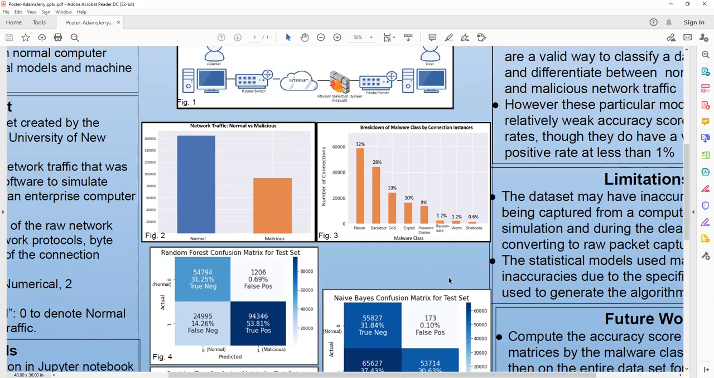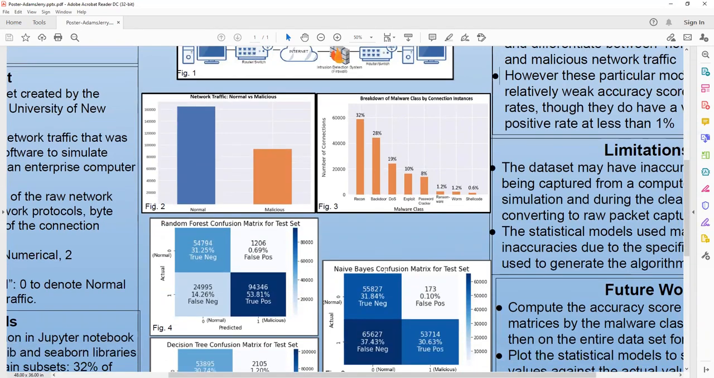Figure 3 bar graph depicts the breakdown of the malware by classes or types. There are 8 different malware classes. The top 3 most prevalent malware classes in this dataset are recon at 32%, backdoor malware at 20%, and DOS, denial of service malware, at 19%.